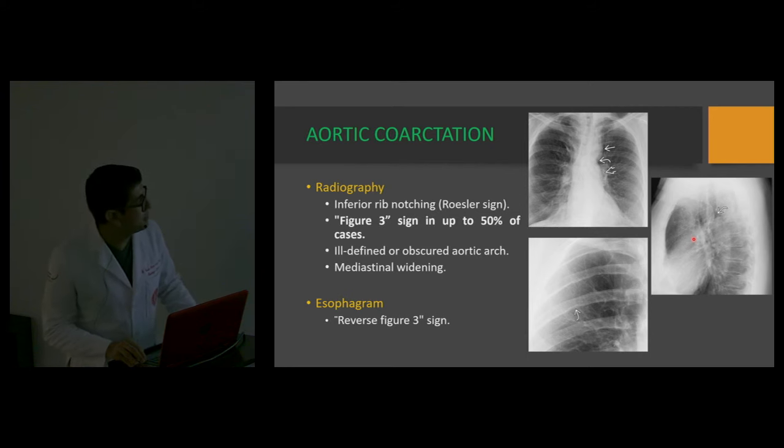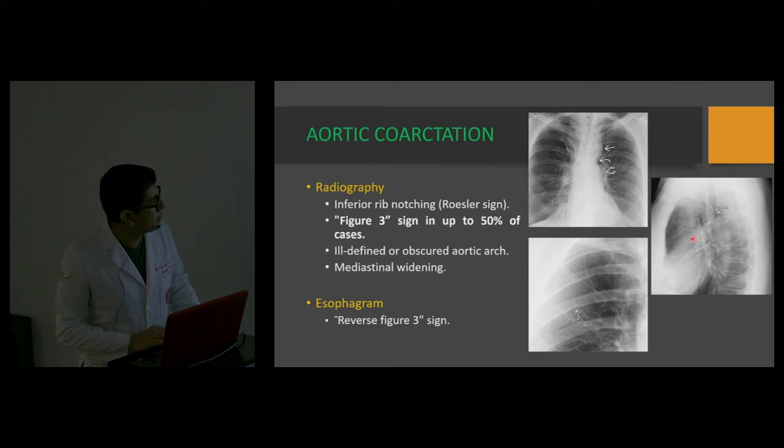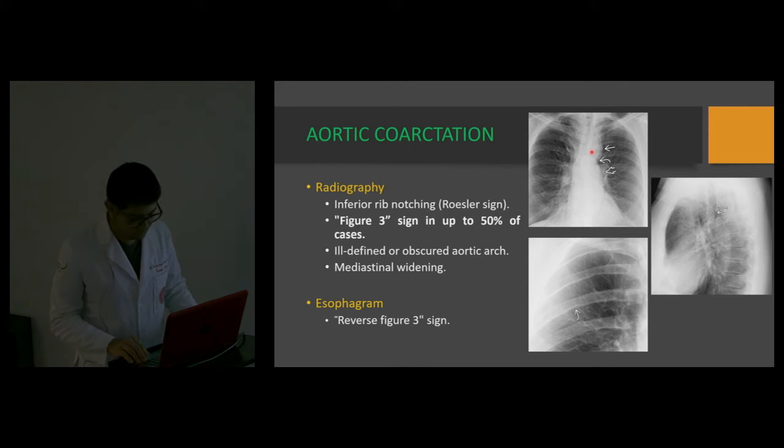Aortic coarctation. On radiography there is inferior rib notching, or Roesler sign, and the figure 3 sign in up to 50% of cases, and mediastinal widening. Okay, and in the esophagogram we can see the reverse figure 3 sign.